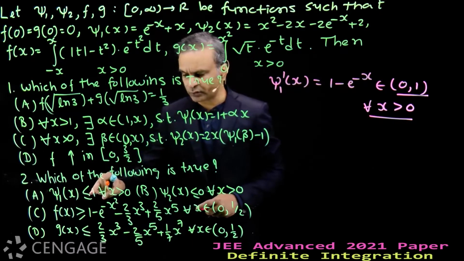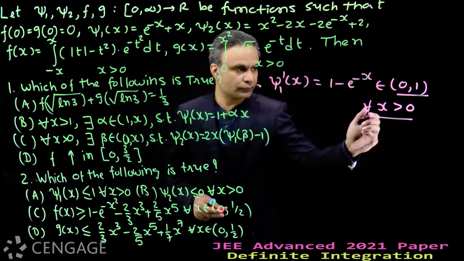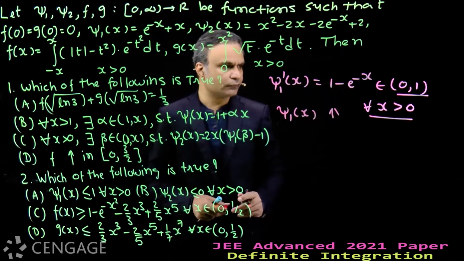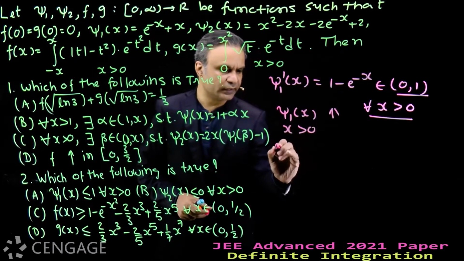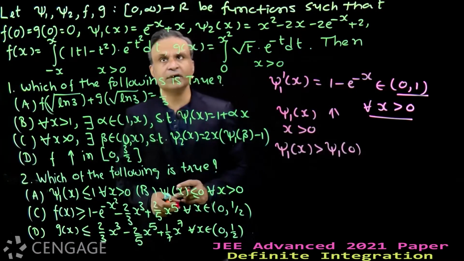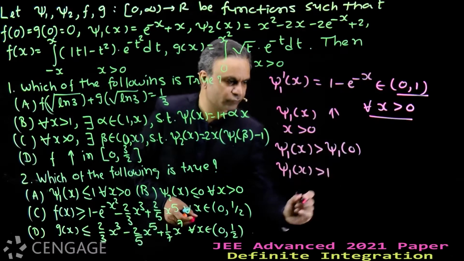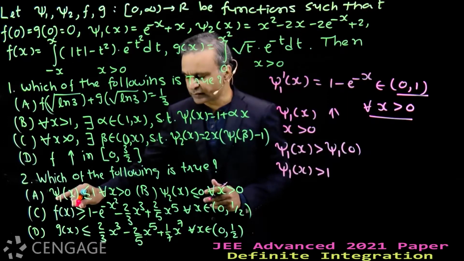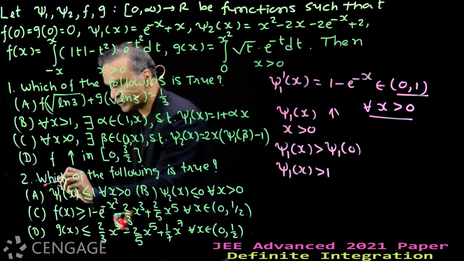Here psi1 x is less than or equal to 1 for all x greater than 0. Derivative of psi1 x is positive for all x greater than 0. That means a function psi1 x is an increasing function for x greater than 0. So for x greater than 0, we have psi1 x greater than psi1 0. Okay, psi1 0 is 1. So we have psi1 x greater than 1 for all x greater than 0. So this option is false. Here psi1 x is less than or equal to 1, but we are getting psi1 x more than 1. So this option is false.